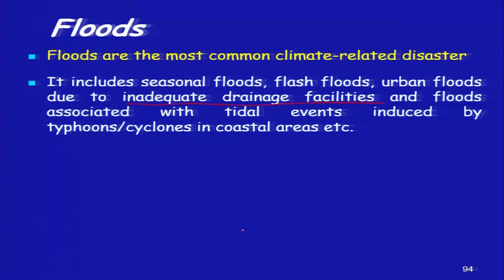So, inadequate facility of what? The inadequate facilities of drainage. We are talking about the drainage which is responsible to remove the excess water as fast as possible from that particular area. So, we can say the storm sewer or the natural sewer lines are choked.